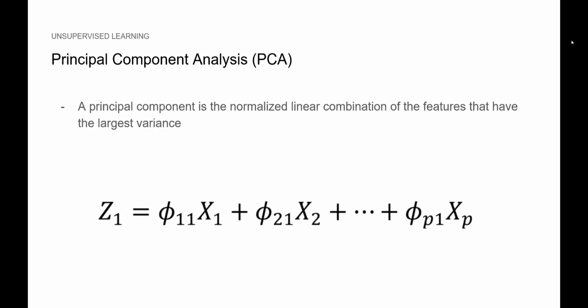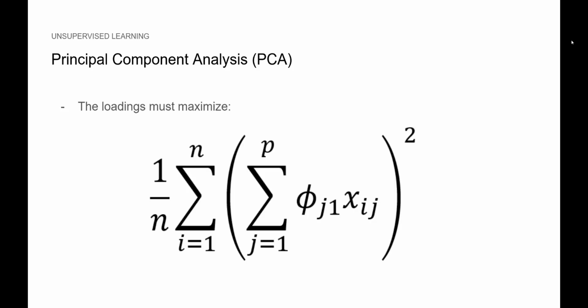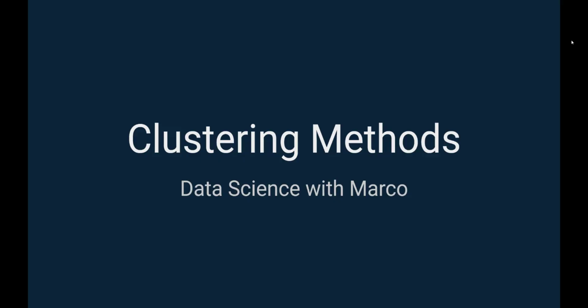Also, this equation is for the first component. The next one will be in a direction perpendicular to the first one, and the third component will be perpendicular to the first two principal components. In the equation, phi is referred to as the loadings, and they must maximize the equation you see on the screen, and the sum of squared phi must be equal to 1. That's it for PCA. Let's take a look at clustering methods.